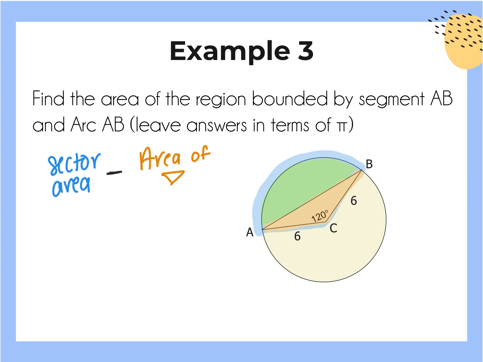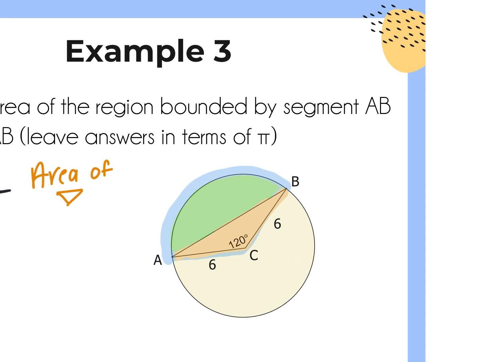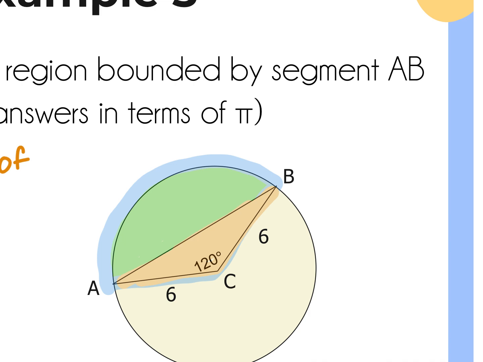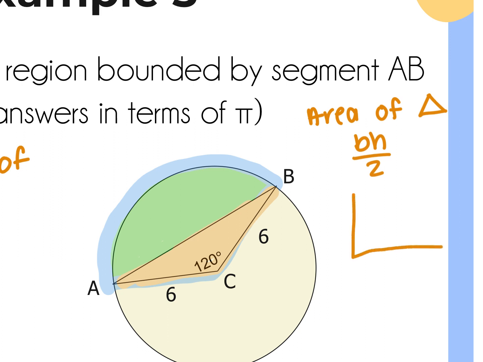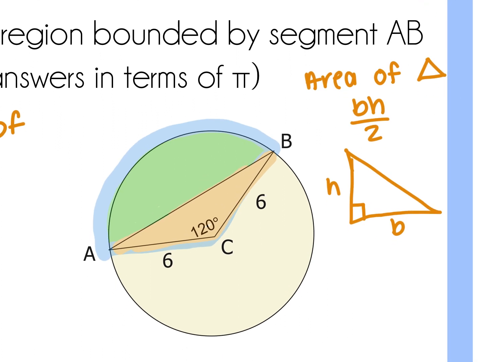So first, let me find the area of my triangle. Okay, first thing I have to know is what is the formula for area of a triangle. Does anybody remember that? Base times height divided by 2. And looking at my triangle, when you're finding your base and your height, this is your height, this is your base. Keep in mind for a triangle, it has to be the 90-degree angle. Okay, so looking at this triangle, are they giving me a perpendicular line? No. So I need to try and find it first.